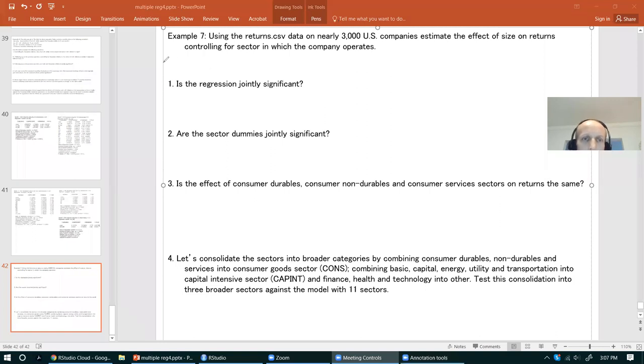In this example, we have data on nearly 3,000 US companies, and we're supposed to estimate the effect of size on returns, controlling for the sector in which the company operates. So the dependent variable is return, and we regress that on the intercept plus size, plus we have 11 different sectors, so we need 10 different dummies capturing the effect of a sector.